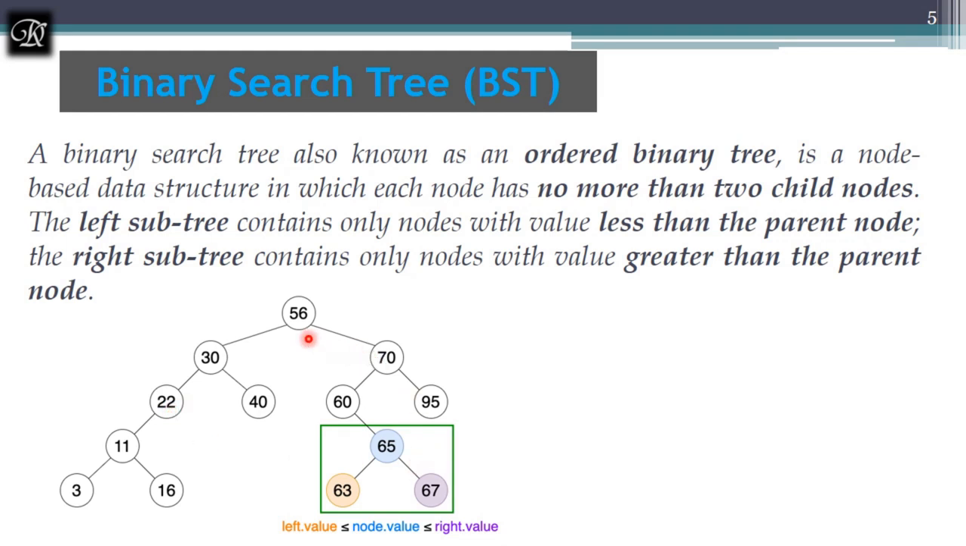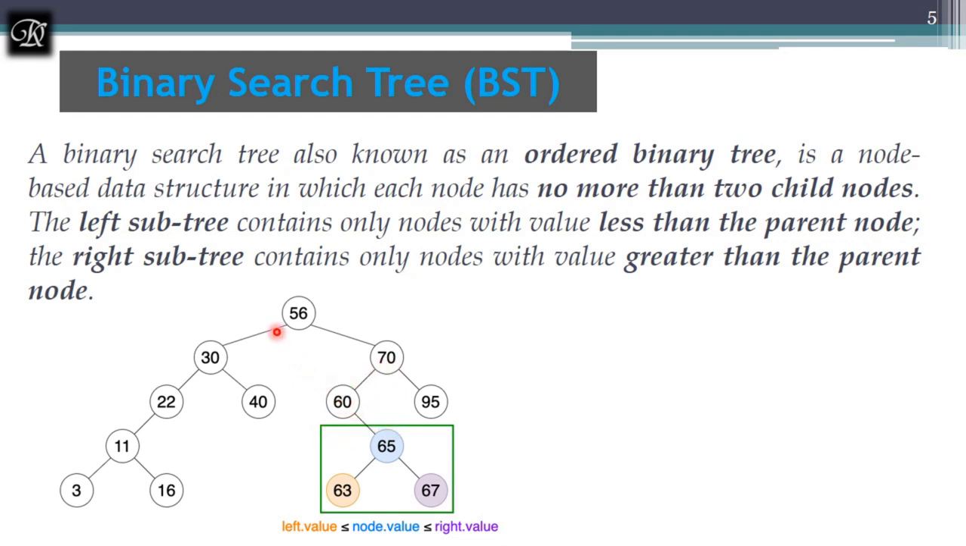Similarly, on the right part you can check all the nodes. The right subtree contains only nodes with a value greater than the parent node. See, all the nodes listed over here are greater than 56. And if I take 70, it is greater than 56, but 60 is smaller than 70. That's why it has become the left child of this.